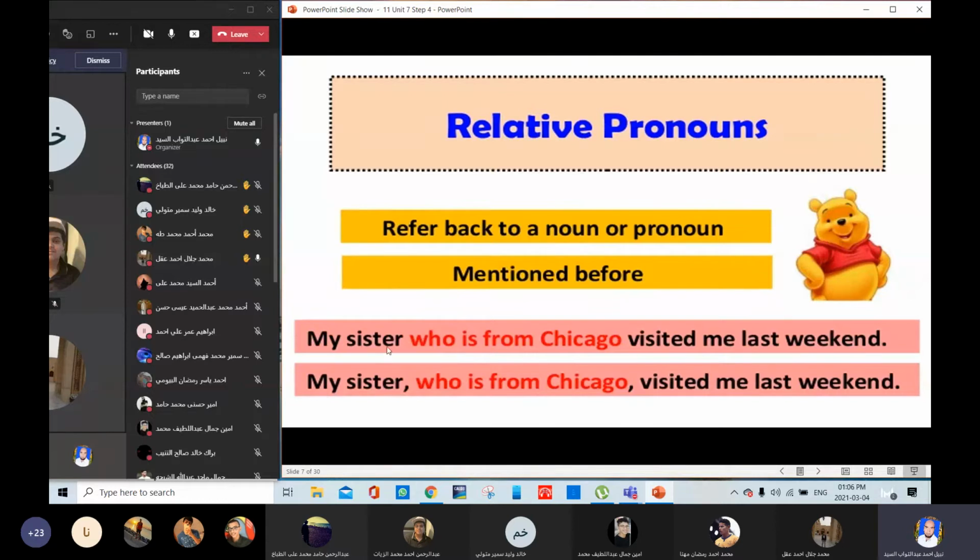But the first one, there are no commas because the relative clause gives necessary information. It's essential. My sister who is from Chicago. It means you have more than one sister.